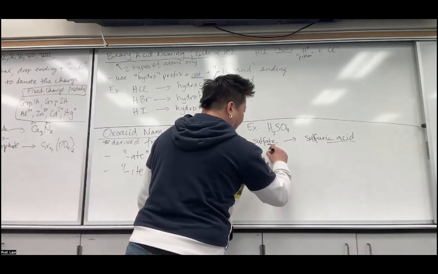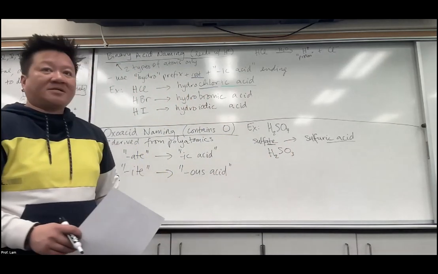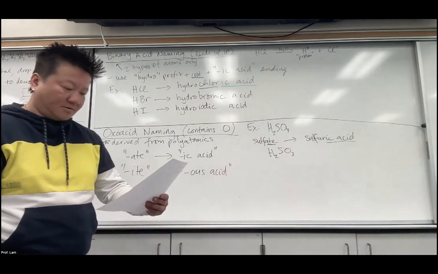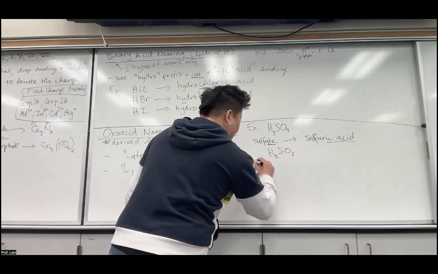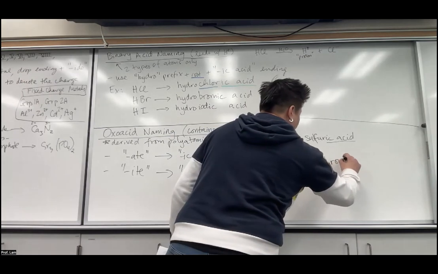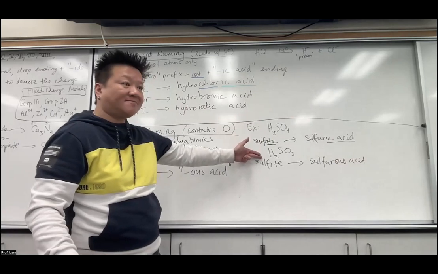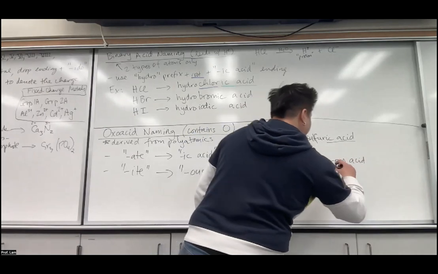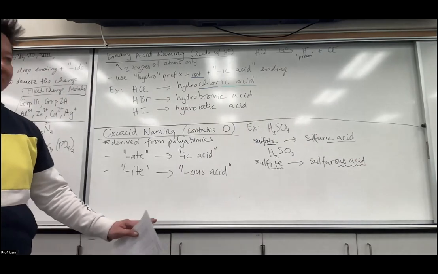So now if you take H2SO3, what is the polyatomic? For now, you can use your sheet. Sulfite becomes what? Sulfurous acid. You see the difference between sulfuric acid and sulfurous acid? Okay. So ite becomes ous. Ate becomes ic, ite becomes ous. That's all there is to it.